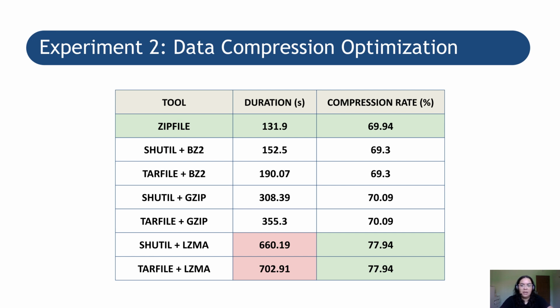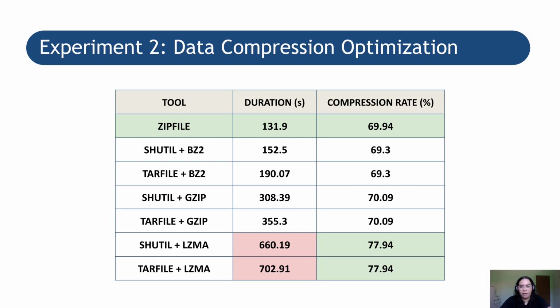Tarfile plus LZMA was even slower, at 702.91 seconds, almost 12 minutes. For a solution that needs to run periodically on potentially thousands of endpoints, these execution times are completely unacceptable. This will create exactly the kind of performance impact we're trying to avoid.